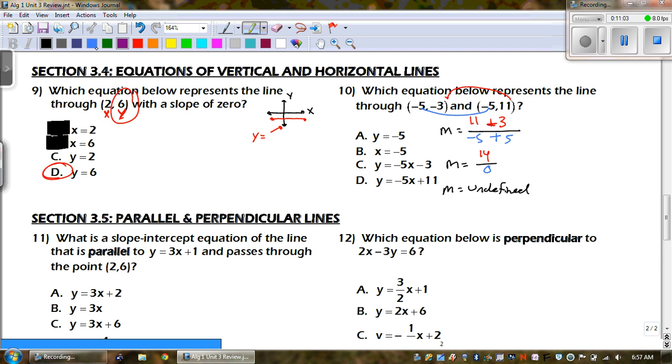Okay, undefined right away is a special case, so it's not going to be those two. Now I know a 0 slope is through y, because we just did that problem, so that means it's going to be B. So we get x equals -5.